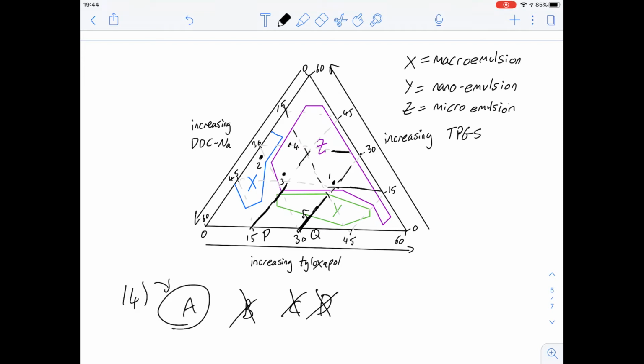So in theory, it could be a nanoemulsion or a microemulsion for Y. So to say it must be a microemulsion is going to be wrong. So that's how we can rule out B.